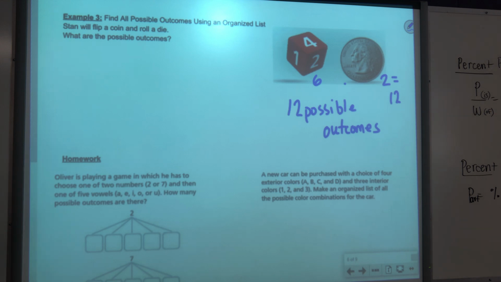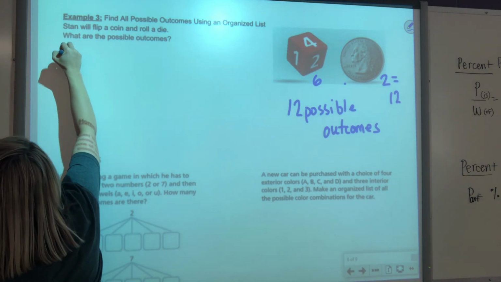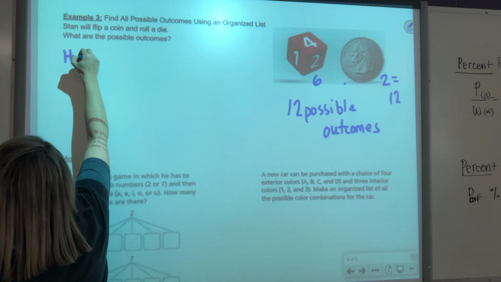So I flip a coin, and I get a heads. And then I roll a dice and I get a 1. What's the event? Heads and heads and 1. Okay? So I flipped my coin, I got a heads. I rolled my dice and I got a 1.